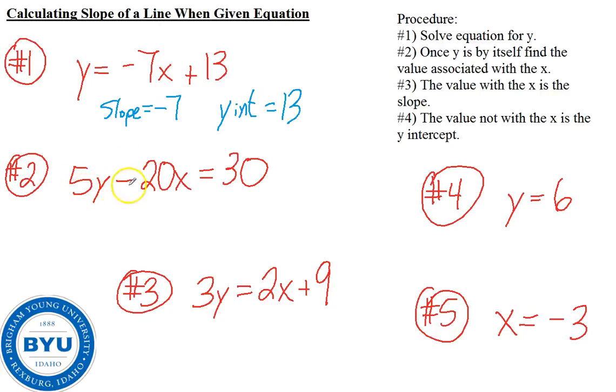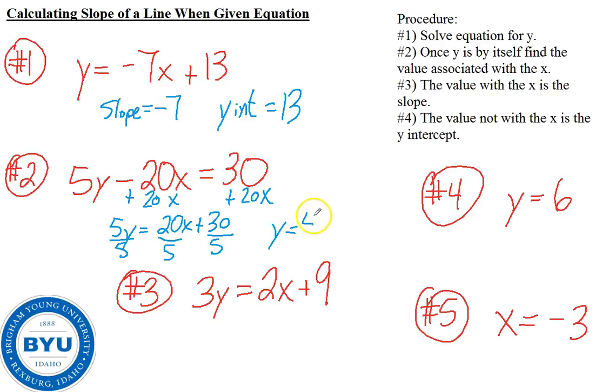On number 2, y is not by itself, so you're going to have to do some math here. We're going to add 20x to both sides. So I get 5y equals 30 plus 20x. I'd like to write the x first: 20x plus 30, although it doesn't really matter. We then divide everything by 5. So I get y equals 4x plus 6. So the slope would be the number with the x, which is 4, and the y-intercept would be the number not with the x, so that would be 6.